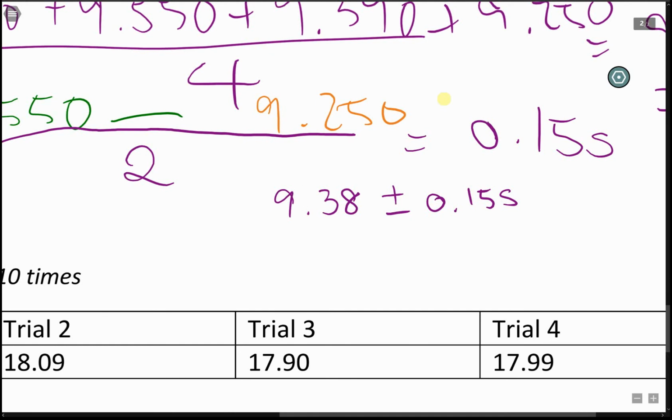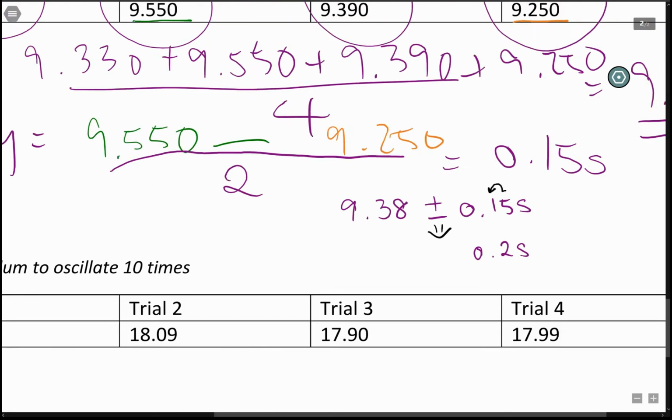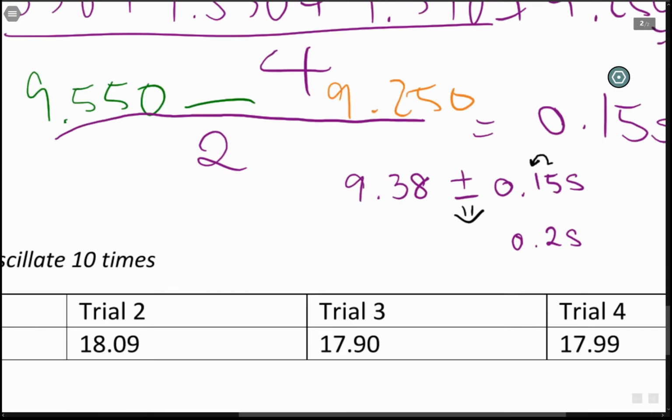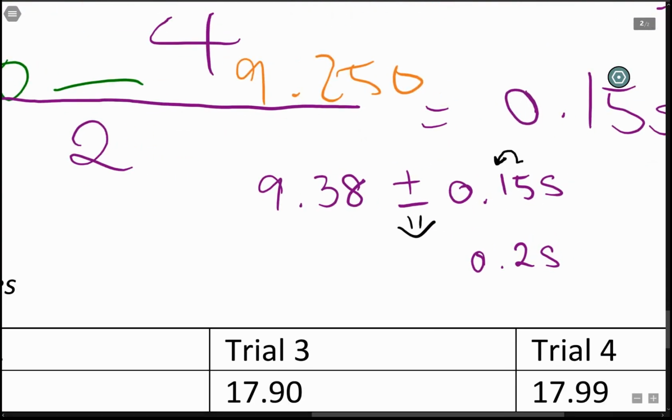We're going to round this guy. Using the 5, we're going to round the 1 up or down. In this case, it becomes 0.2 seconds. The next step is to take your average and round it to the same place value as your uncertainty. What that means is we want to make sure that this place value matches the last place value of your average value.